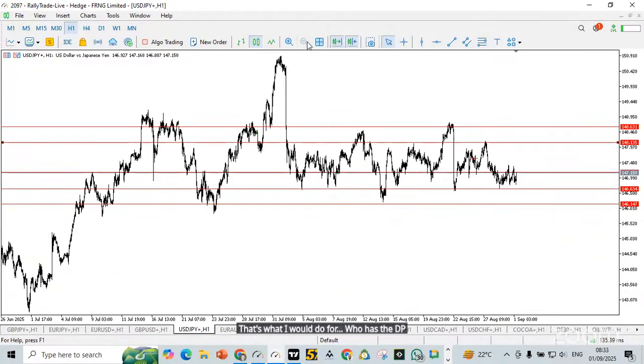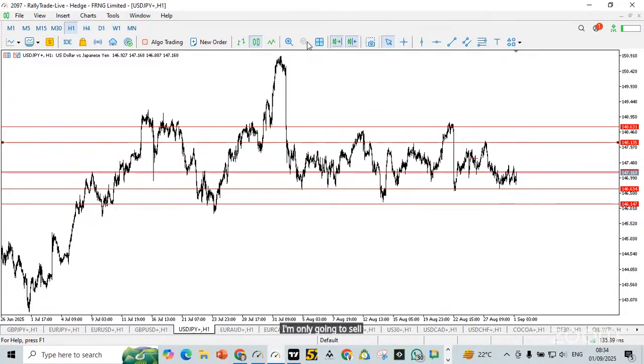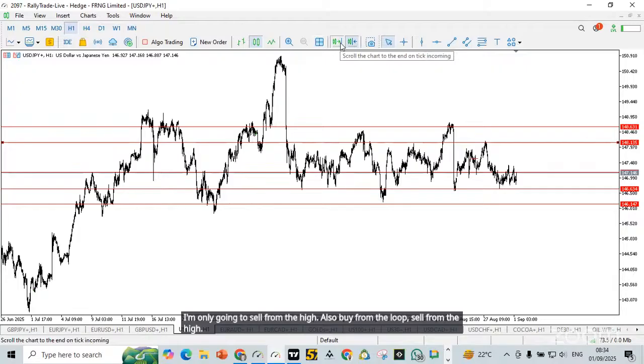Pending the time it will break out of the consolidation and then give me a clear directional move. But currently, right now, because it is consolidating within this range, I'm only going to sell from the high and also buy from the low. Sell from the high and buy from the low.